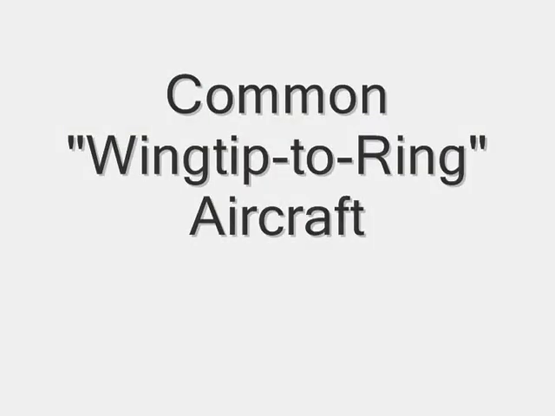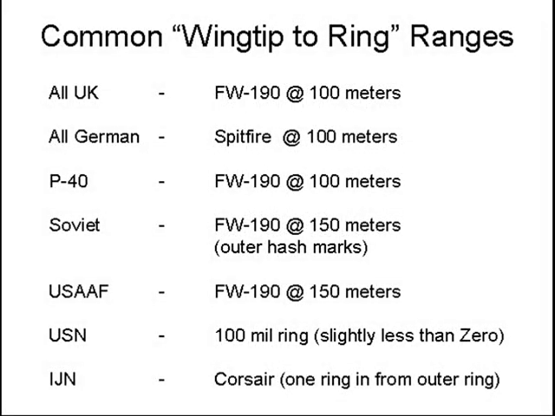While I can't go through every single aircraft and every single sight, this is what I found. The British aircraft seem to have the Focke-Wulf 190 at 100 meters. German fighters happen to have the Spitfire at 100 meters. That's called turnabout. The Soviets are kind of strange. They've got the Focke-Wulf 190 at 150 meters to the outer hash marks. That's those little tick marks on the inside. The Navy's got a 100 mil ring. It's slightly less than a Zero. And the Japanese have a Corsair one ring from the outer ring. That outside ring's like an extra border. You just got to kind of look through and see what your aircraft is doing.